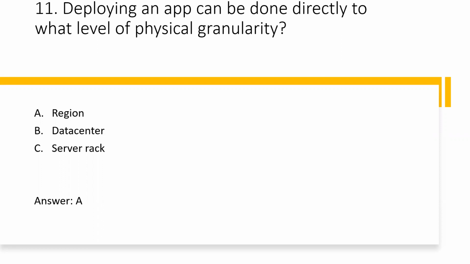Here in Azure, when you are creating a resource, like a virtual machine, you can deploy at region level. Azure has more than 58 regions all over the world. So you can deploy a virtual machine either locally redundant or zone redundant or regional. In the question they asked, deploying an app can be done directly to what level of physical granularity? Answer A, region.